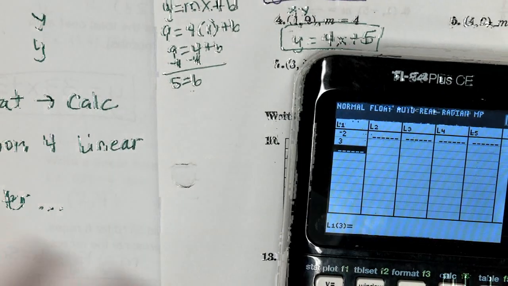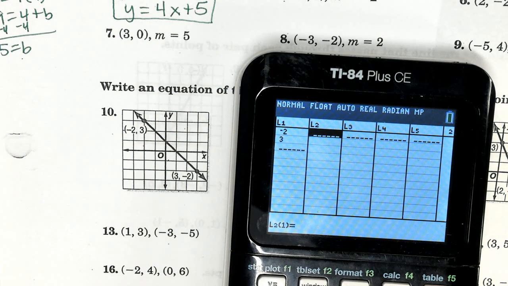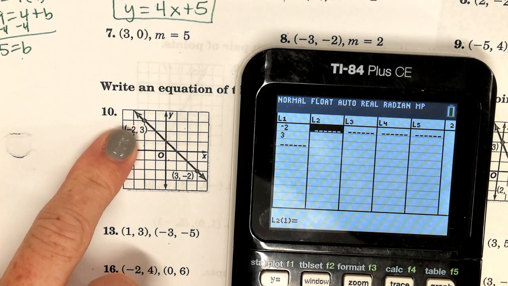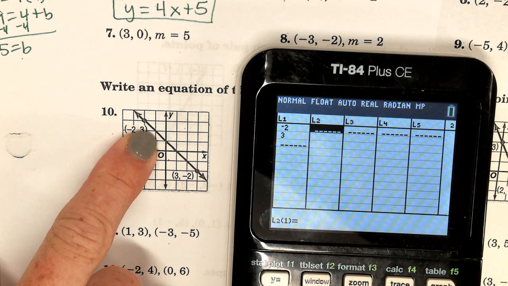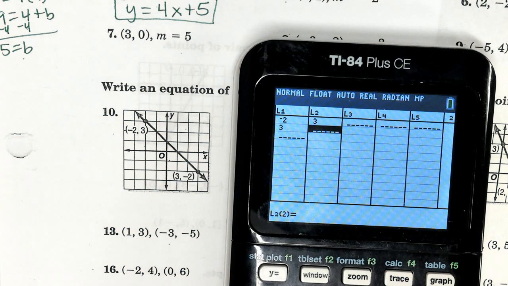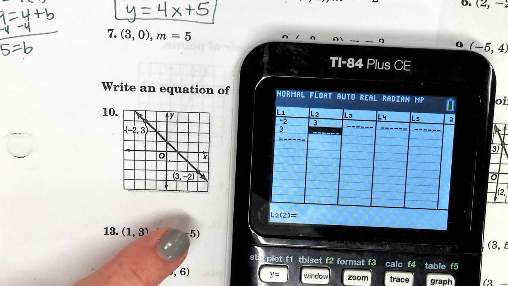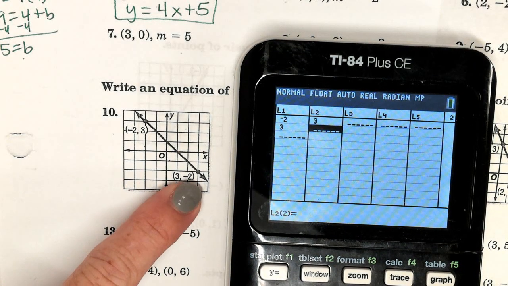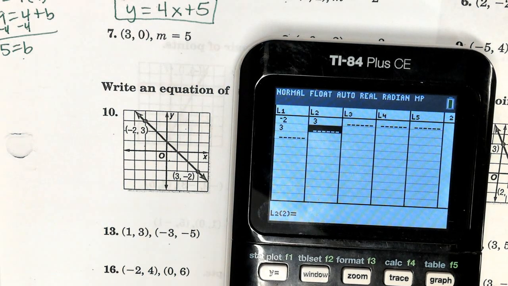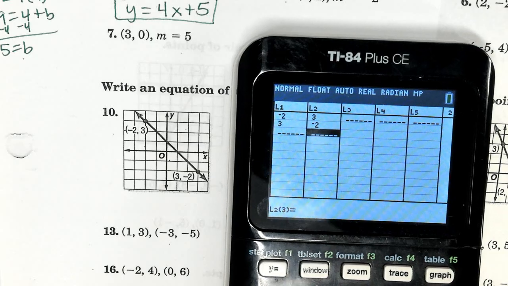So now we're going to go to L2 and put the y's. But we have to put the ones that go with the x's. So what y went with -2? 3. So I push 3 and I hit enter. Okay, now I go down to when x was 3, what was y? -2. So now that my coordinates are in, it's basically like making a table, right?